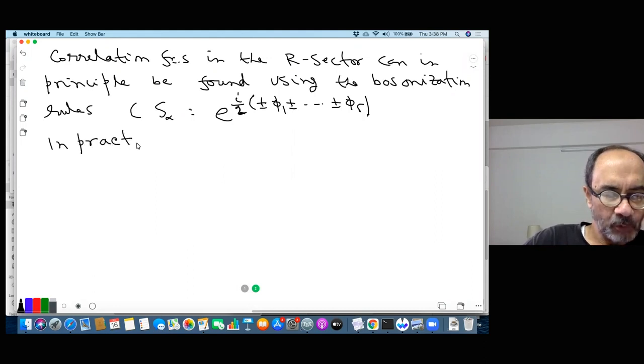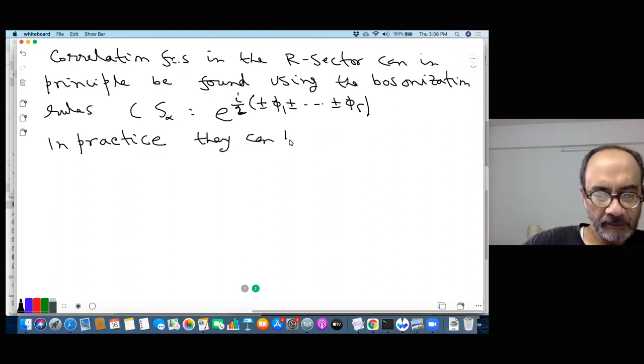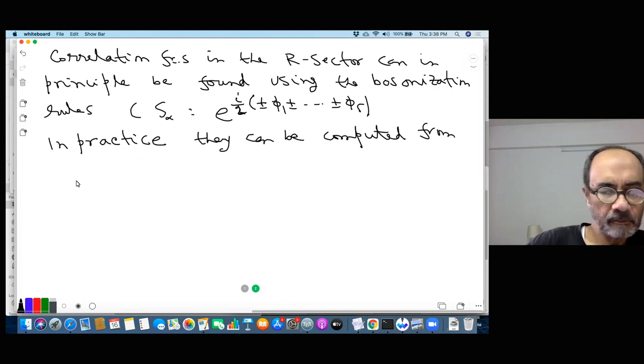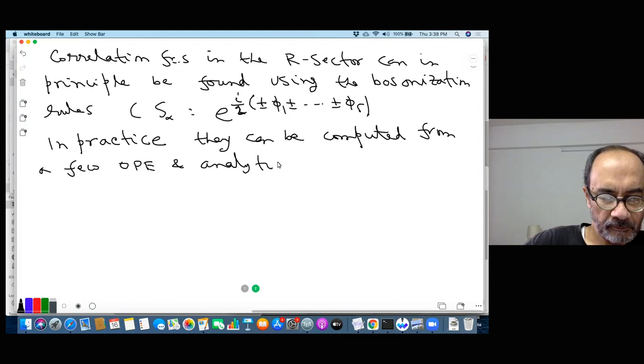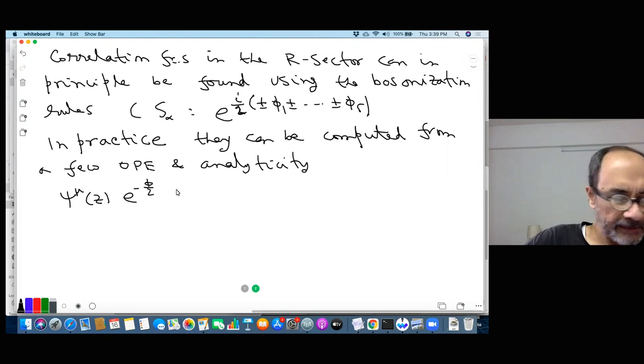Okay. So in practice, we can just specify a few OPEs, which you can compute from first principles. And then everything else can be derived from those OPEs. Okay, so in practice, they can be computed by a few OPEs, which I'll write down. A few operator product expansions, and then, of course, analyticity. So what are these operator product expansions? So let me write these down. And as I said, these can be derived using these bosonization rules, but we'll just think of them as given.